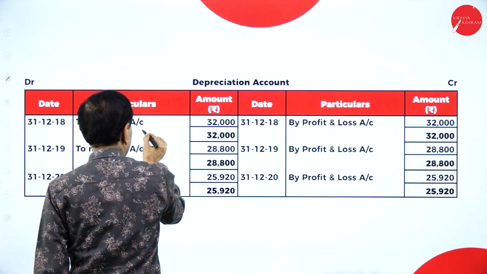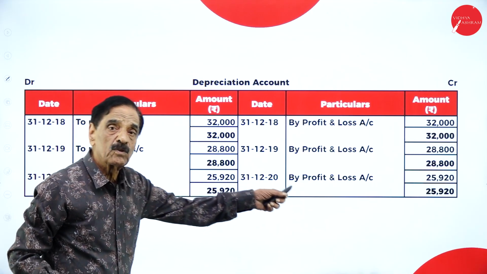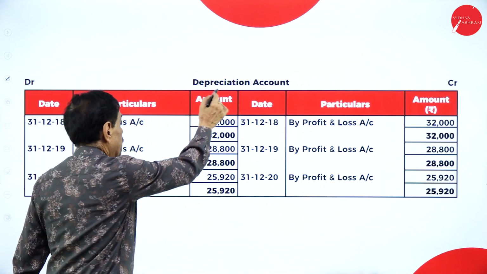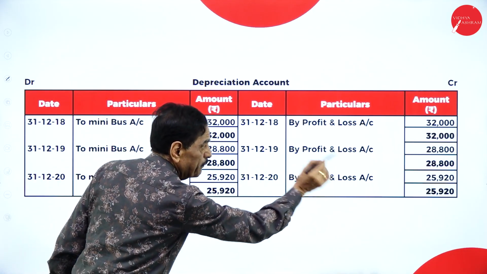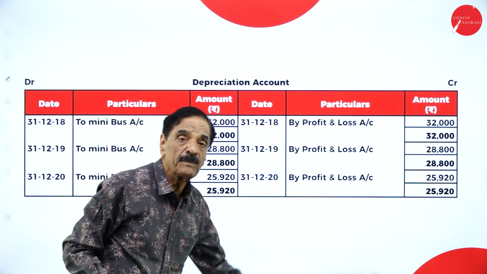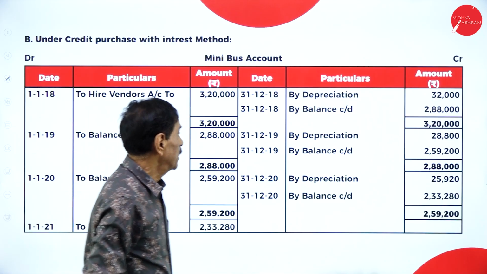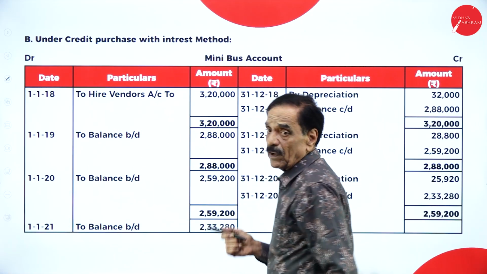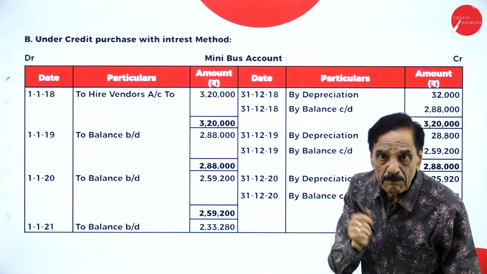This is depreciation account debit to minibus account, transfer to profit and loss account. Depreciation to minibus account, profit and loss account. Depreciation to minibus account, transfer to profit and loss account. So this goes in favor of the accrual method.